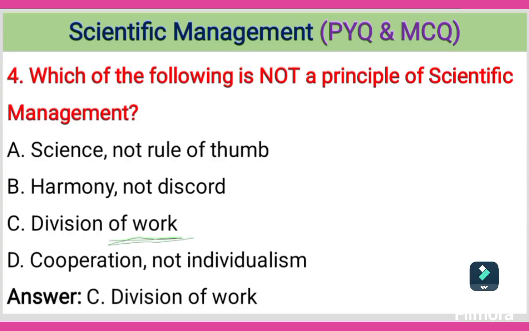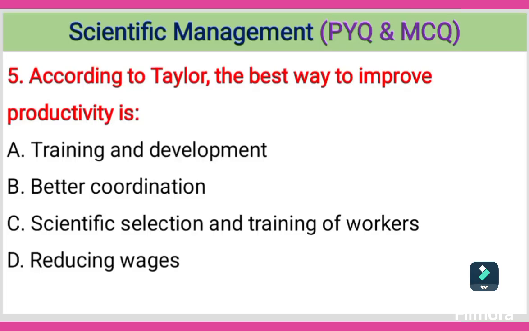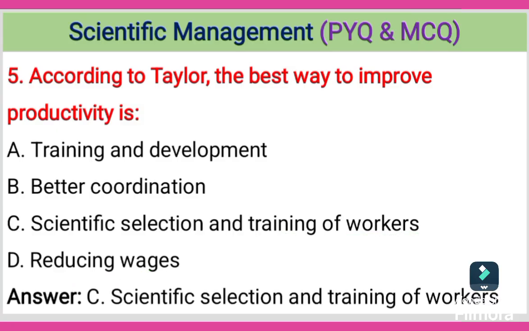Next question is, according to Taylor, the best way to improve productivity is A, training and development, B, better coordination, C, scientific selection and training of workers, D, reducing wages. So the right answer is scientific selection and the training of workers.